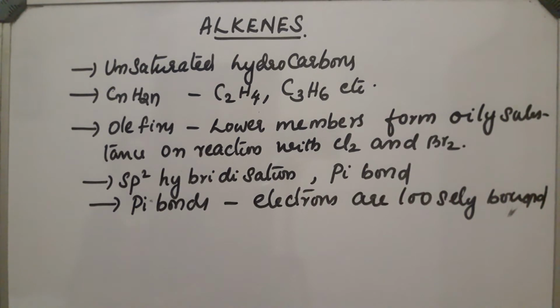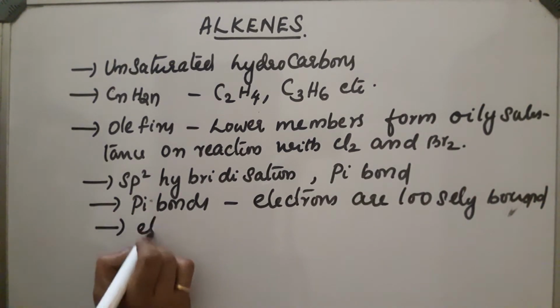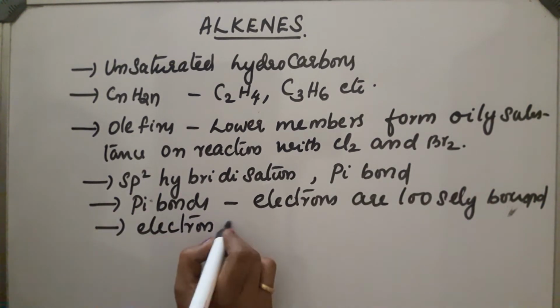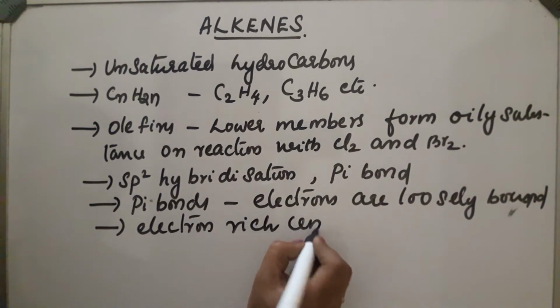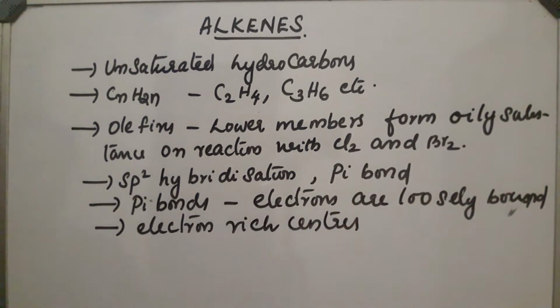Electrons are loosely bound, which means these electrons are easily available for the reaction. So due to these pi bonds, these are electron rich centers. Electrophilic reagents can easily come and attack. So electrophilic reactions take place in alkenes. Since it contains a double bond, electrophilic addition reactions can easily take place in the case of alkenes. Next, nomenclature we already discussed earlier.